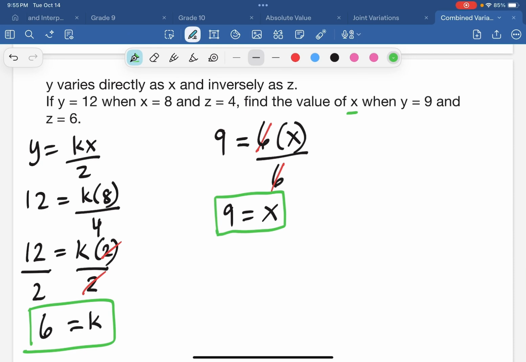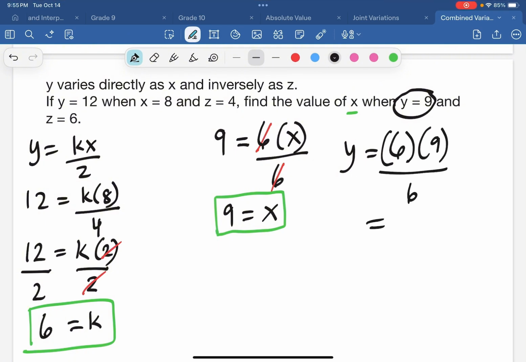And just for checking, if we have here the value of y is 9, let's try to check. So we try to substitute. We have here the value of the constant, which is 6 times 9 over 6. So recall this, 6 times 9 is 54, and 54 divided by 6 is 9. So they're just the same.